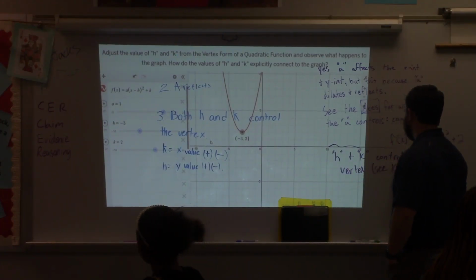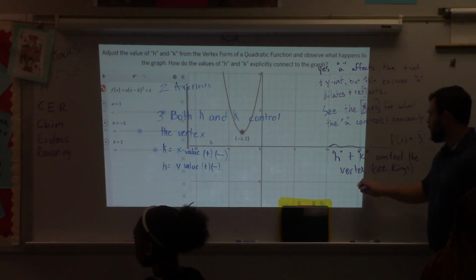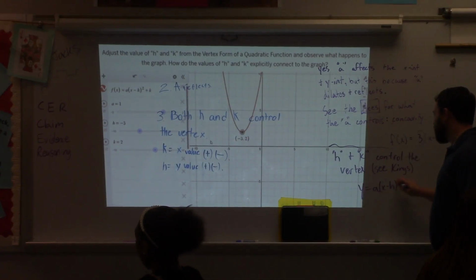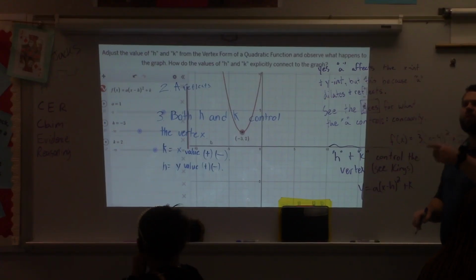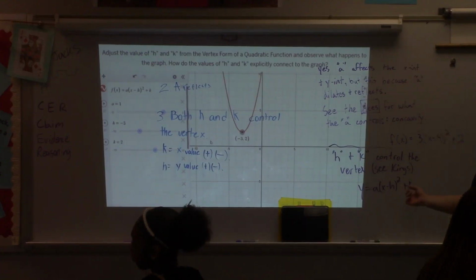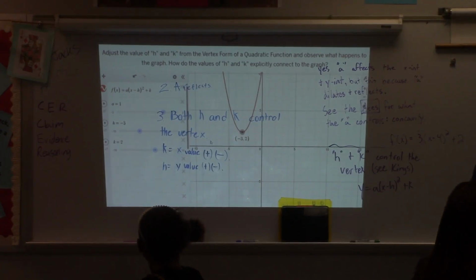Now, here's what I want to point out. Hey guys, what was the name of this form of the quadratic equation? Vertex. It was which form? Vertex. And what feature can we most clearly see? The vertex. It's like they named it intentionally.